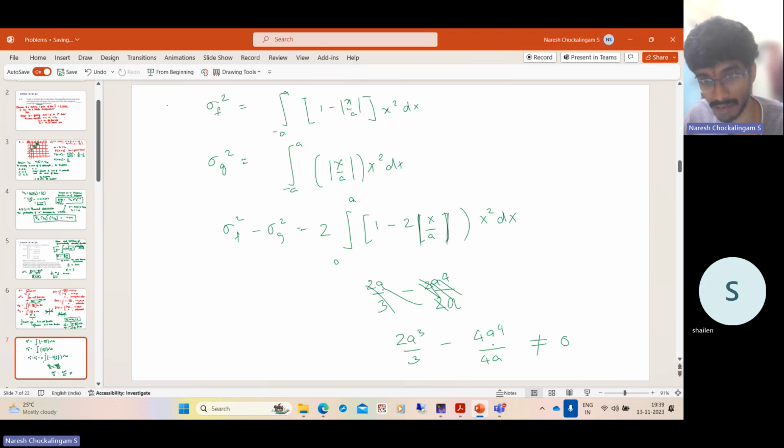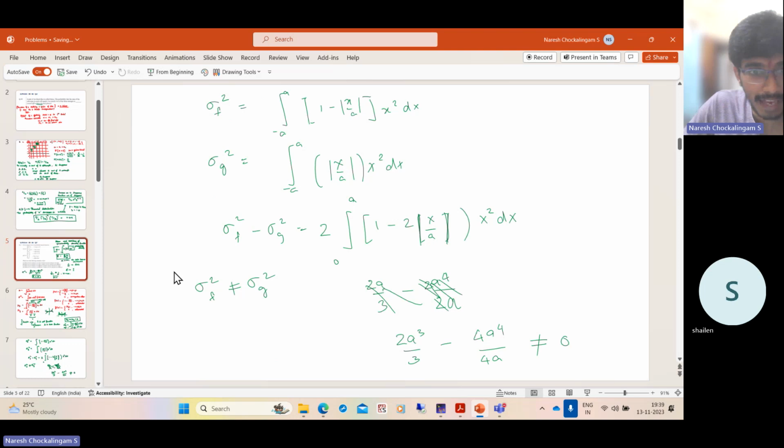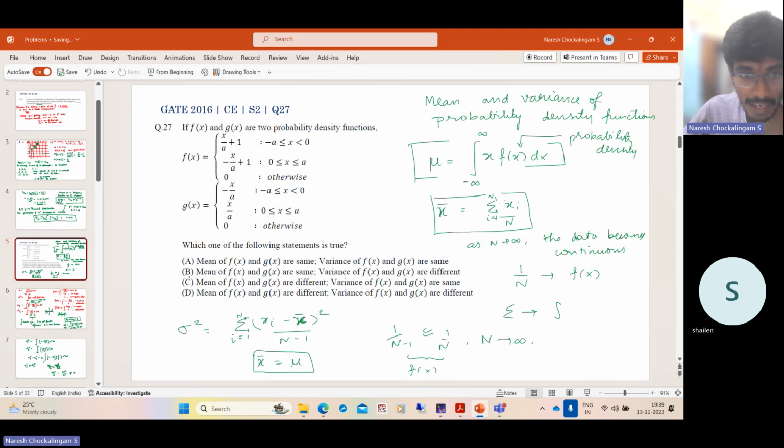It is something that depends on a. Therefore, sigma f square is not equal to sigma g square. It is something negative. So the variances are different and the means are same. So the mean of f of x and g of x are the same and variance is different. So the correct answer is option B.